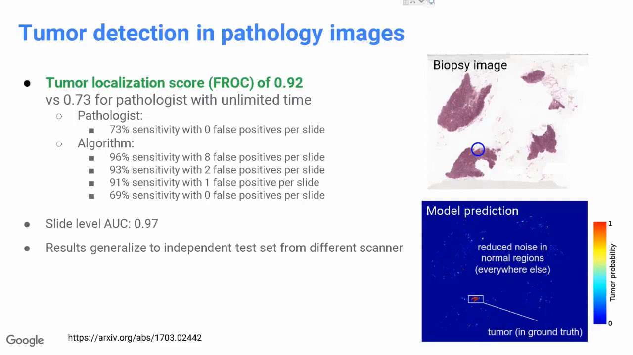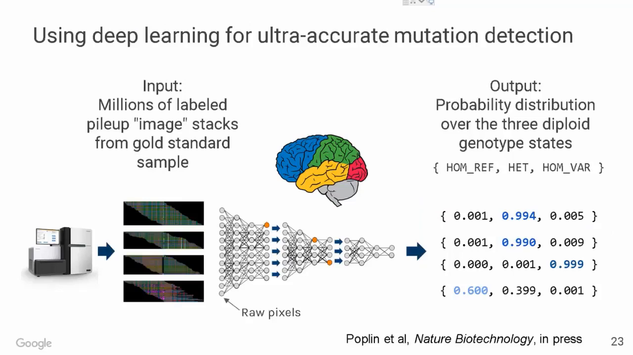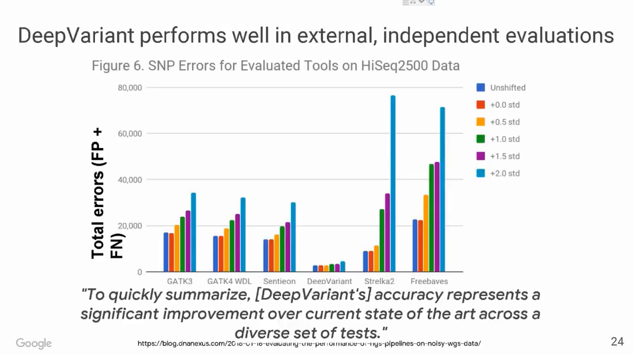And then the third example is from the genomics field. We have developed an algorithm that is really good at variant calling from next-gen sequencing data. The algorithm is called DeepVariant, and it's getting more and more popular. And as with many other tools, it's much better than anything else on the market.